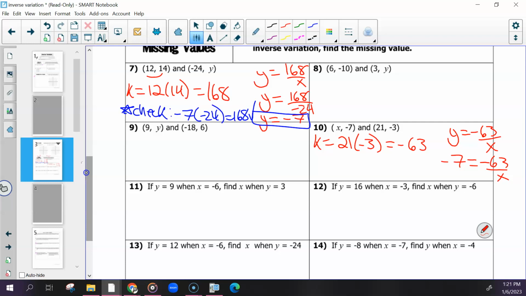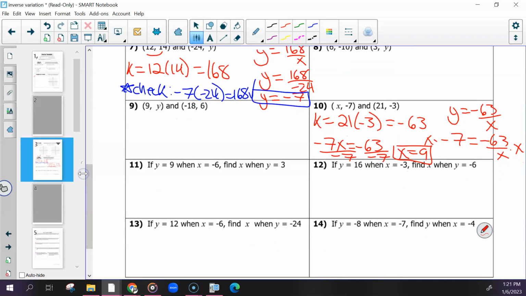These numbers don't exist anymore. We're just going to take this. Yes. Multiply both sides by x. We have negative 7x equals negative 63. Then divide both sides by negative 7. We check it. 9 times negative 7 is negative 63, so that works. What questions do you have on that?